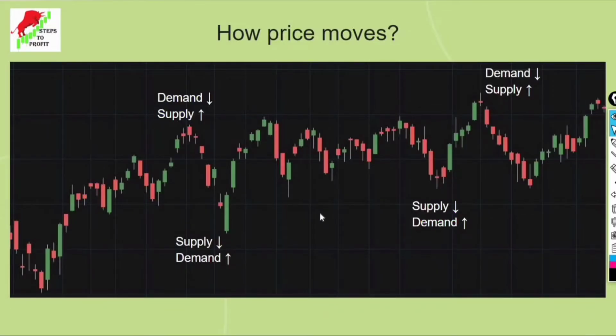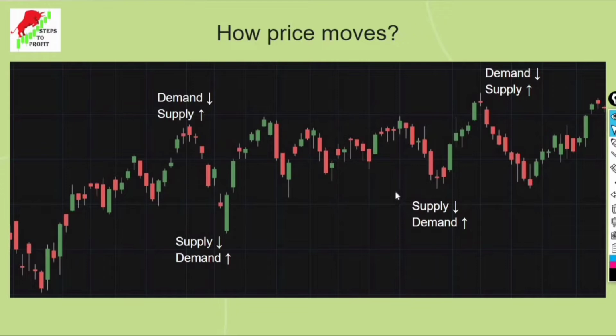To understand how the price of any stock moves, we have to understand the relation between demand and supply. Demand and supply are inversely proportional to each other. When demand increases, supply is going to decrease and vice versa. So here, when demand is more than supply, price is supposed to increase. And when supply is more than demand, then price is supposed to decrease.